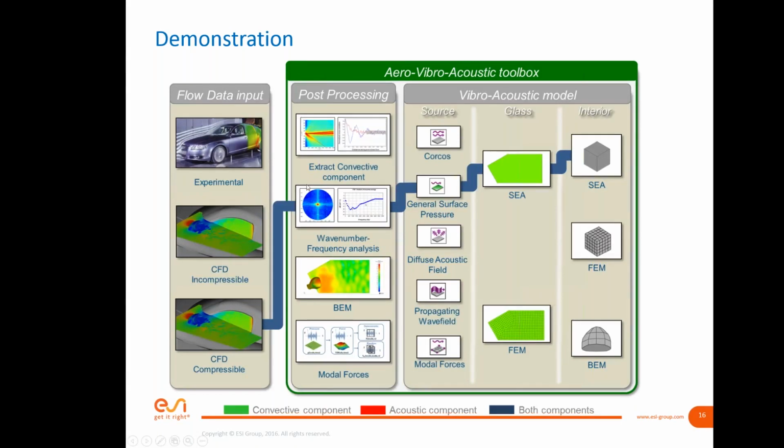And then we'll make a wave number frequency analysis where we can distinguish the different components, fluctuating components and acoustic components. And then we'll generate a general surface pressure. We also see Corcos and diffuse acoustic field load as an alternative that will be applied in the SEA on the SEA panel, which is connected to the SEA cavity.